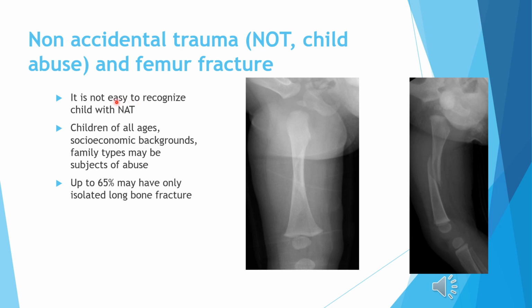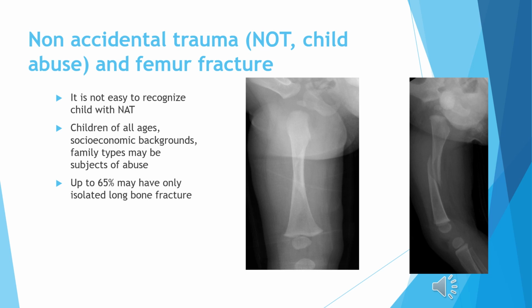It's not easy to recognize non-accidental trauma. You have to keep that diagnosis in your mind and actively look for it, because most cases will not present easily as cases of non-accidental trauma. 60% of the cases of non-accidental trauma or child abuse present with an isolated long bone fracture. So this puts a responsibility on the pediatric orthopedic or the ER doctor to detect the non-accidental trauma that's presenting as isolated bone fractures.